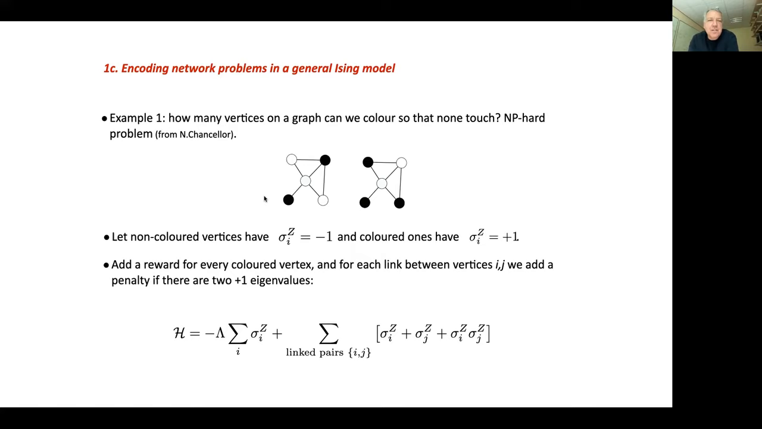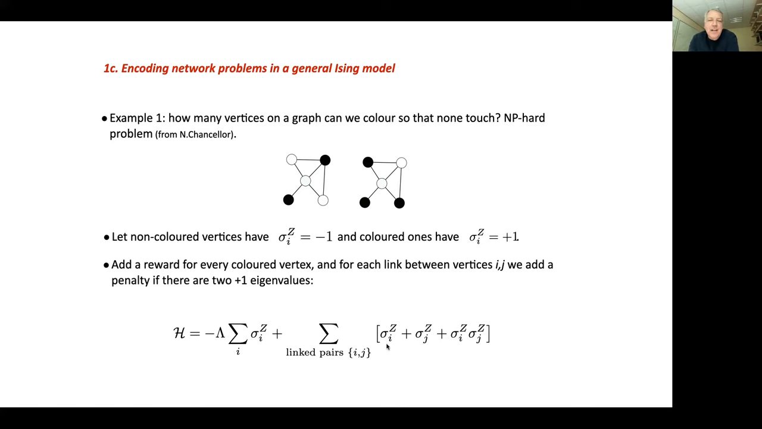So the way you would think about it is you assign the property of color with an eigenvalue. I will call non-colored vertices eigenvalue -1. Those are the white ones, and the black ones I'm going to call eigenvalue +1. And what I do is I take my Hamiltonian and give it a reward, because I want to color in the nodes. So I say minus lambda, where lambda is some value, which we'll talk about in a minute, but some value of order 1. I give a reward every time I can color in a vertex, so every sigma which is +1 gets a minus lambda in the Hamiltonian.